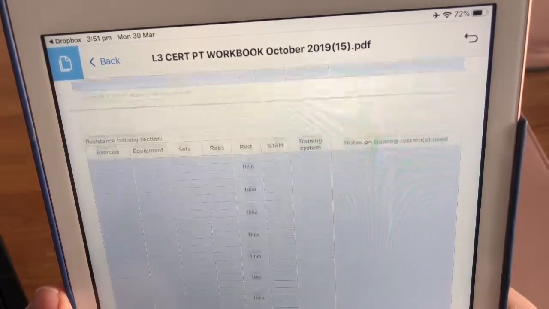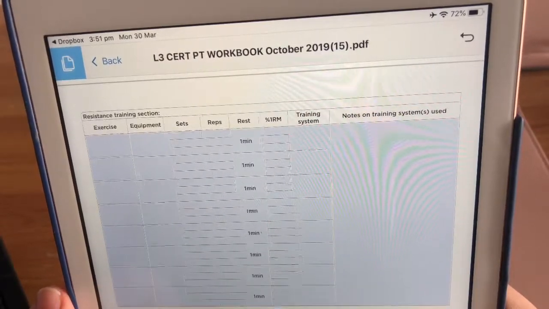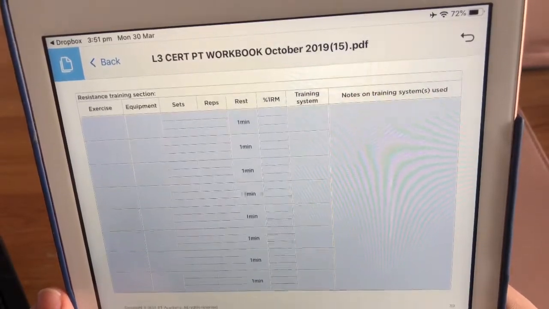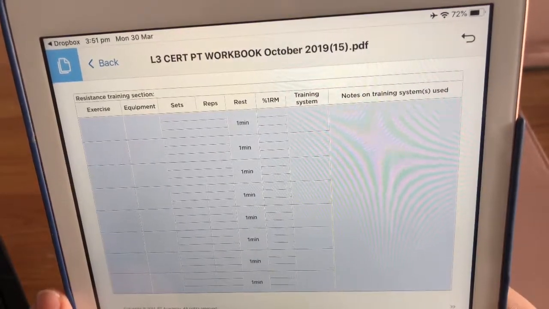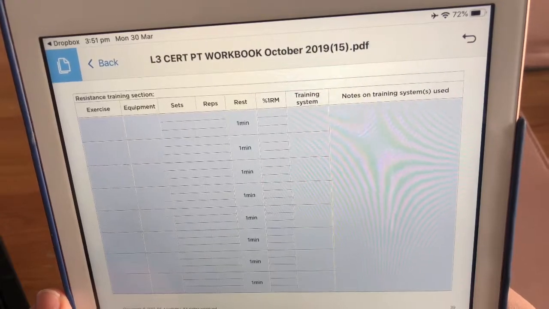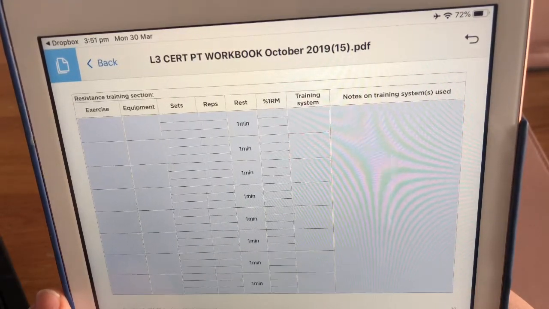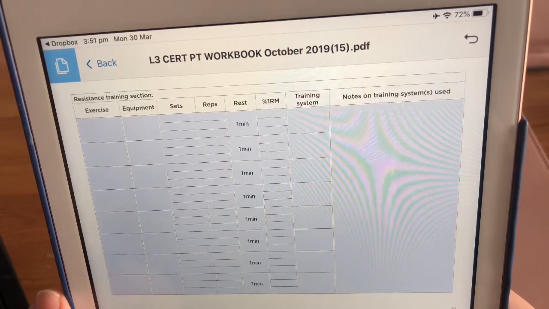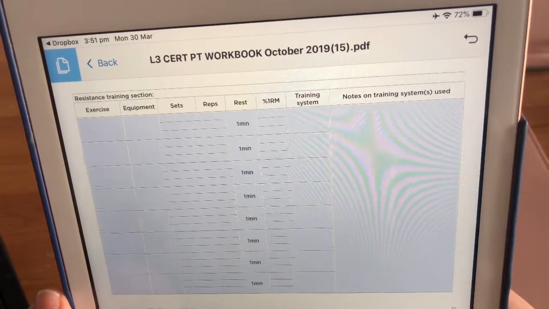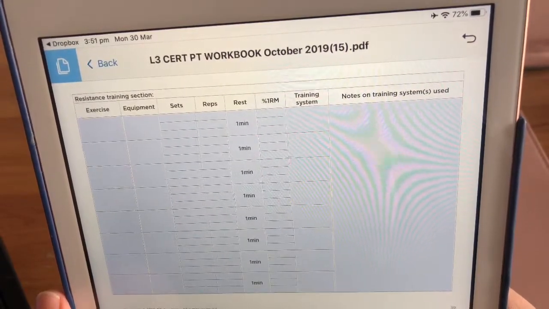We then look at our resistance section. In this resistance section, we have to have 2 different training methods per workout. So when we're looking at this, we have 8 different workouts. We have 8 different exercises with equipment, with sets, reps, rest period, percentage of 1 rep max, and training systems in there as well. So when we add these in, we have to make sure the training systems work with the sets, reps, rest period, and the percentage of 1 rep max.